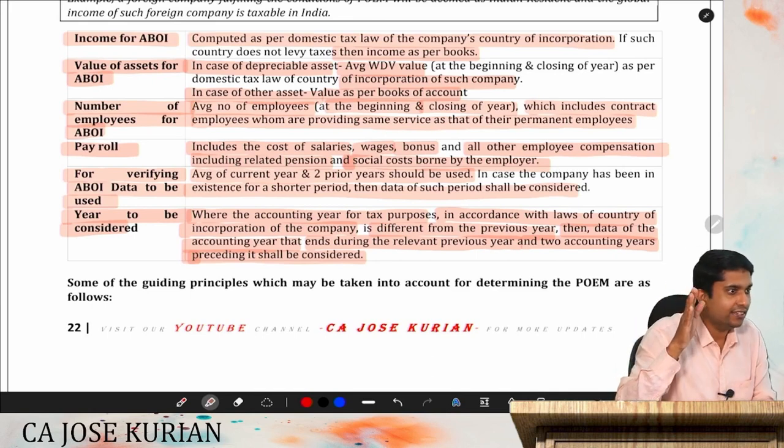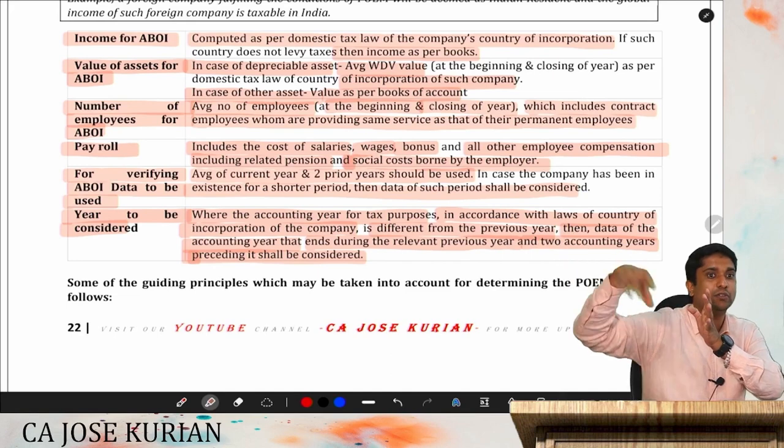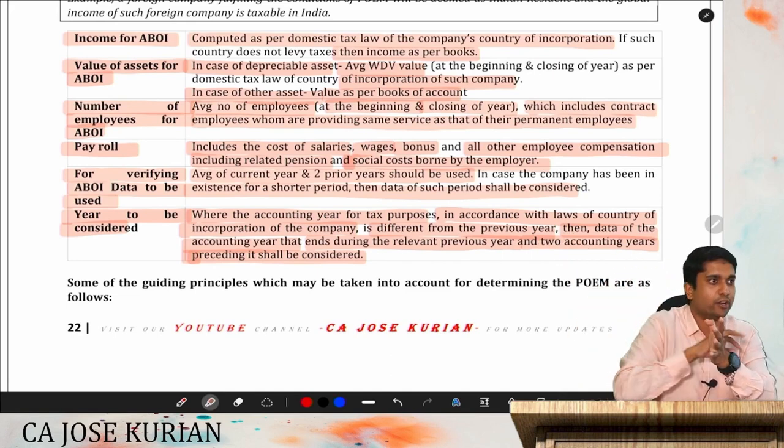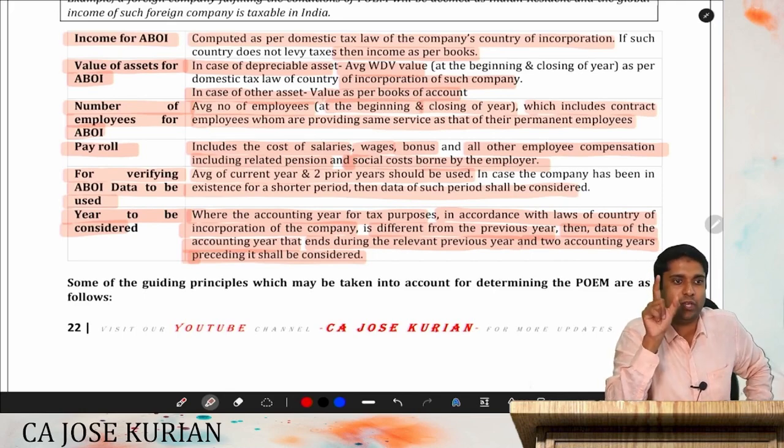Are you all with me? If the country of incorporation follows a different accounting year, then first you need to redraft the data according to our financial year concept. Then you compare it for the purpose of determining POEM.